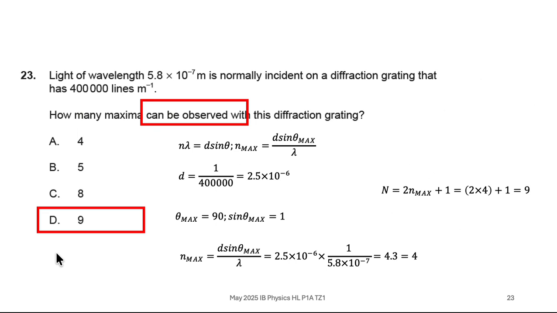Adding 1 makes 9. So quite cheeky, sort of tricky question here. Definitely a common one that I've seen many times before. Make sure you know how to do this one, folks.